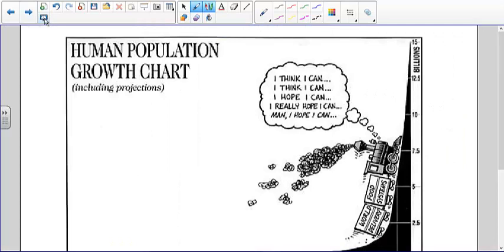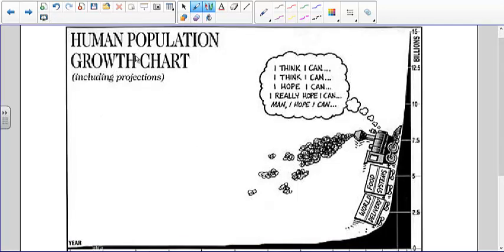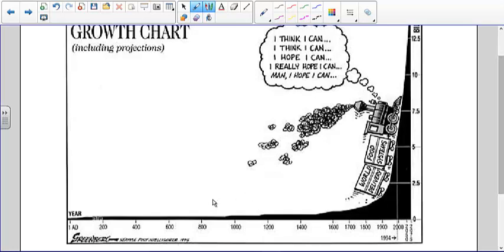So here's an example of exponential growth, which is population. This is a cartoon of a human population growth chart, including projections. On the x-axis it's a linear scale. Each mark is 200 years, and here we are at 2000. I'm not sure when this cartoon was drawn. I think it says 1994, so it's close to 2000. If you fit a curve to this data, you'll end up with an exponential growth situation.